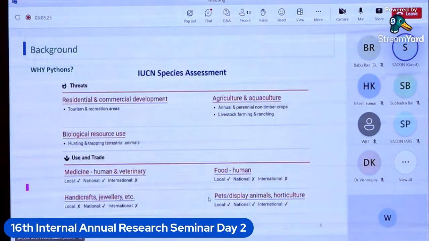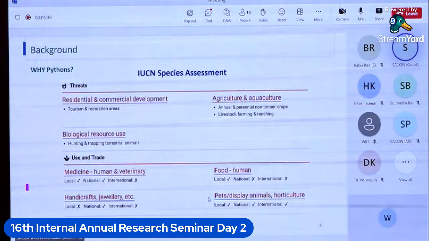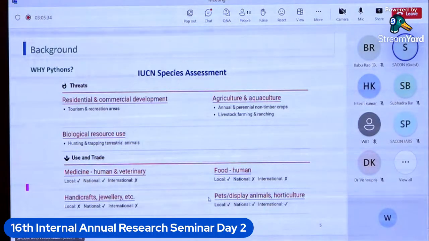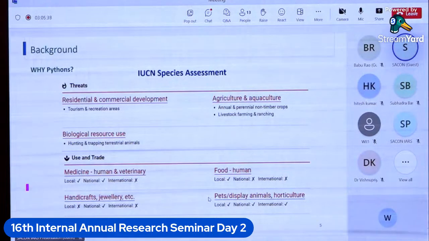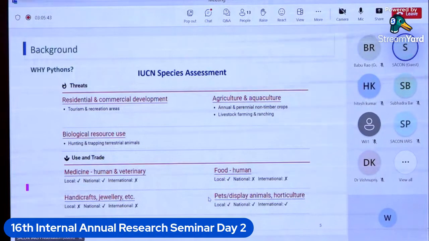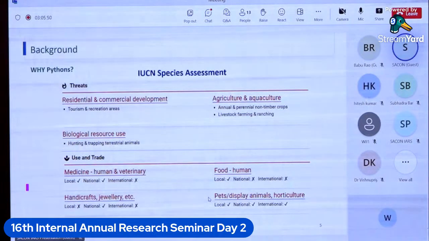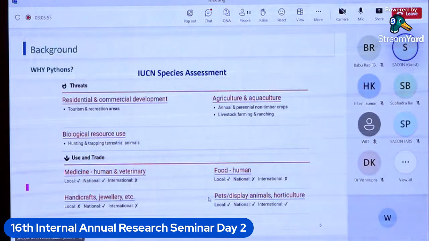Coming down to the actual threats that this species is currently facing, the major threat is habitat fragmentation, majorly because of residential and commercial development and agricultural landscapes. This species is still used for medicinal purposes locally and nationally. Their skins are still used for handicrafts and jewelry. It is also consumed as meat locally, and they are still in the pet trade along with Burmese pythons, locally, nationally, as well as internationally.